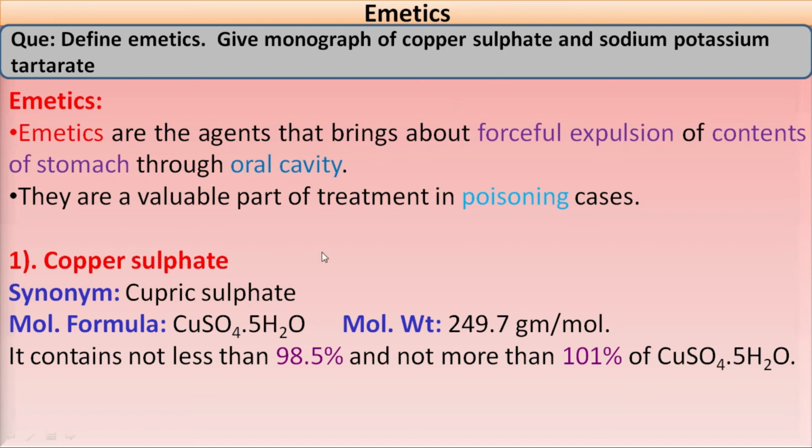Whenever this question is asked in your examination, you will mention all the things. And if only some portion of this topic is asked in your examination, in that case you will mention only that portion. For example, if assay of copper sulfate is asked, then you will mention only the assay of copper sulfate. If synonym is asked, you will mention only the synonym.